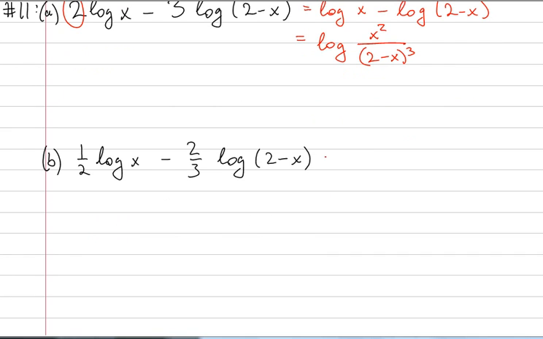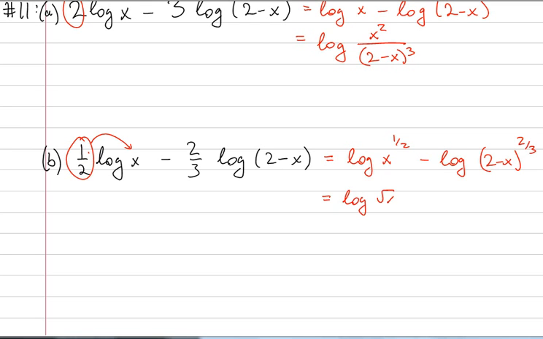Same thing here for this one. You bring this 1/2 inside the log. So this is log x to the 1/2, then minus a log of 2 minus x raised to 2/3. So this is log of square root of x minus log of cube root 2 minus x squared, and therefore log of square root of x divided by cube root of 2 minus x, the whole thing squared.